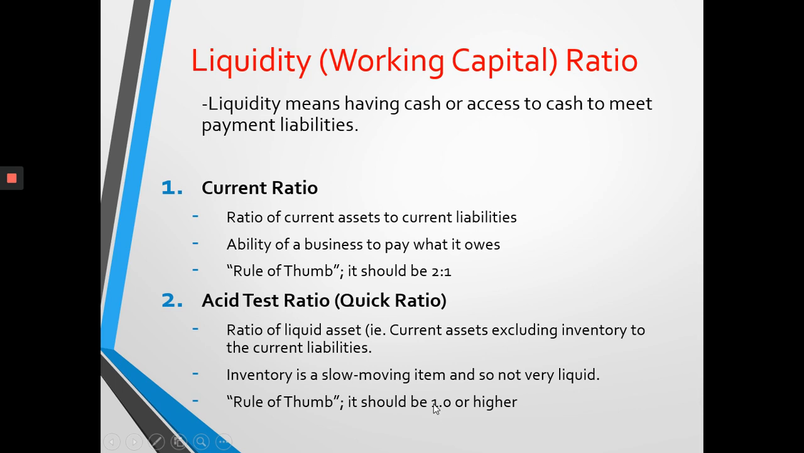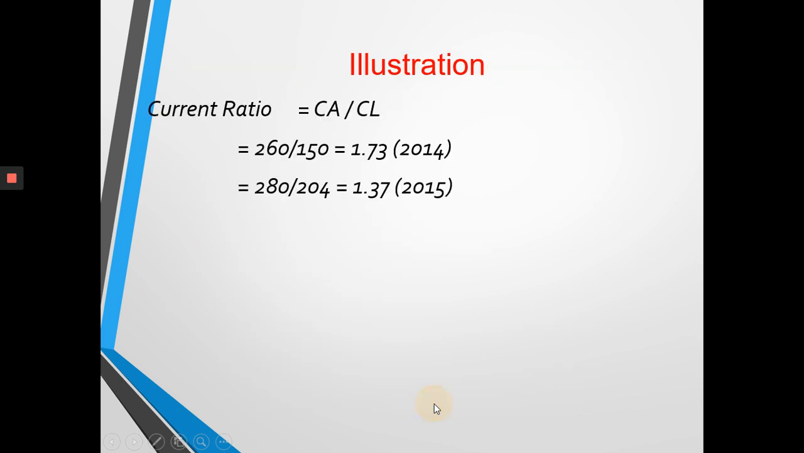Right? So let's look at an illustration here. All right, we're just giving some numbers for your understanding. So current asset, current liabilities. All right, let's say in 2014 you have 260 worth of current asset, 150 worth of current liabilities, you get 1.73. And below, in 2015, your current asset is higher now, 280, current liability is also higher, so your current ratio is 1.37. So class, which one do you think is better, 2014 or 2015?